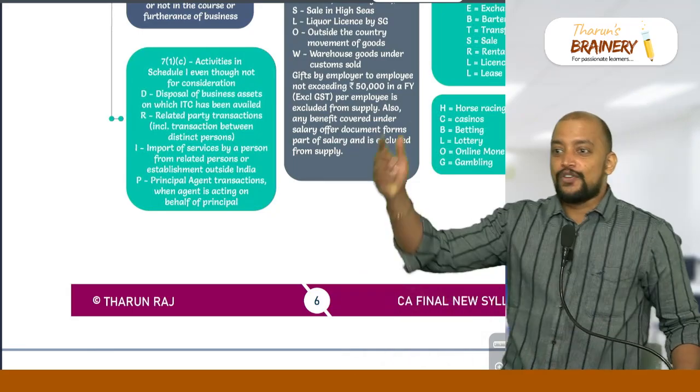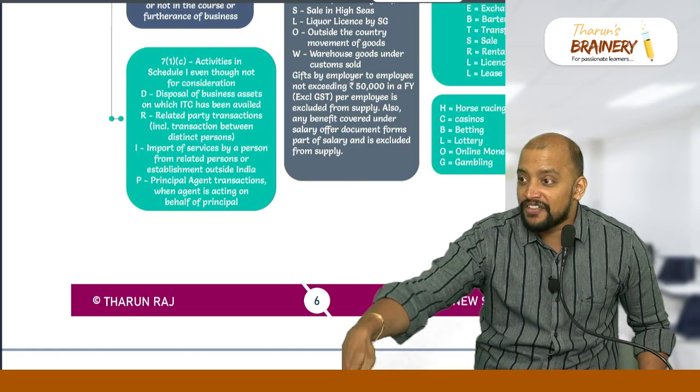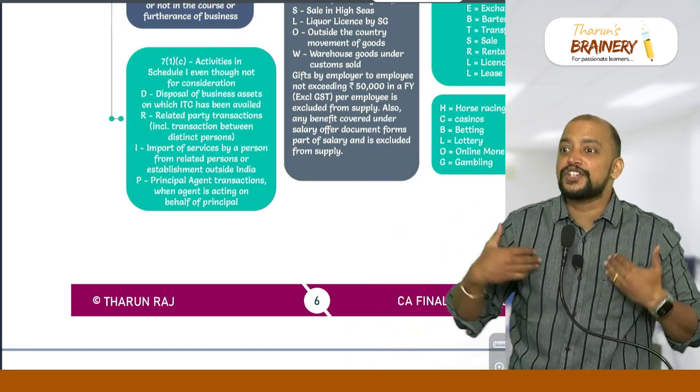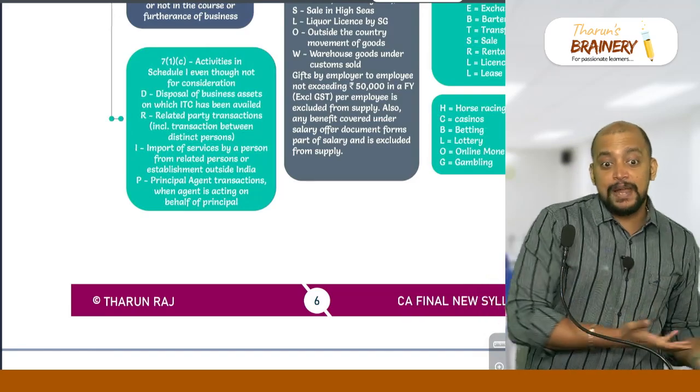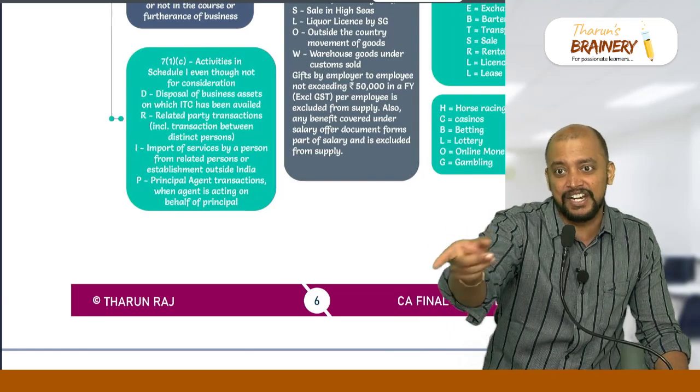Impossible. What I am purchasing is raw material. What I am giving free is finished goods. How can I avail ITC on finished goods? Because finished goods I make. If I buy this and give it for free, disposal of business asset on which ITC is availed will come.